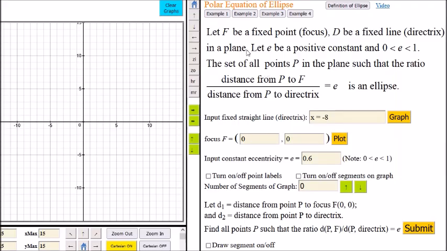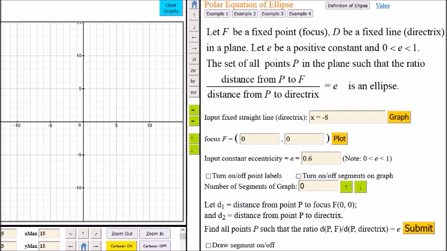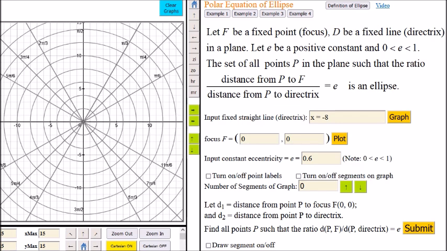And now I'm going to show how to generate the points for an ellipse in the polar coordinate system. First, let F be a fixed point, and we'll call it the focus. Then let D be a fixed line in the plane, and we'll call it the directrix. And then let e, which is the eccentricity, be a positive constant between 0 and 1. So e is a number between 0 and 1.